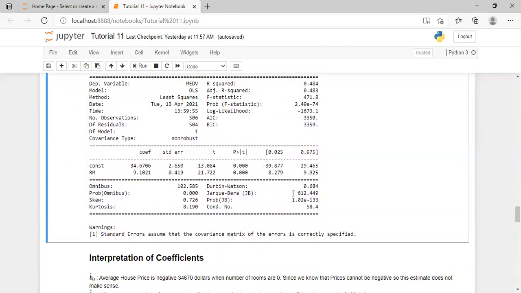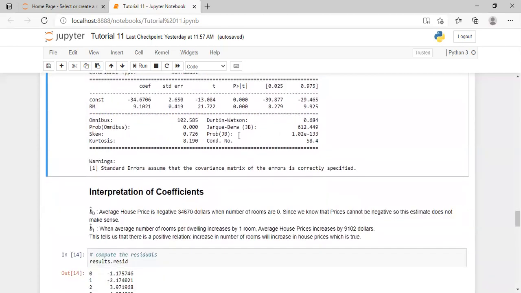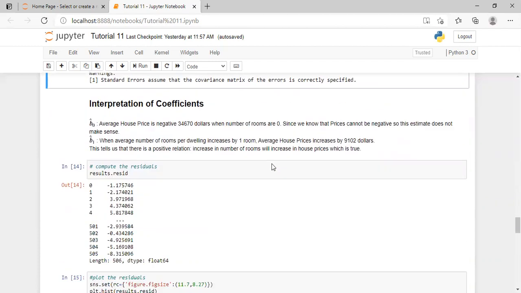Just to go through the JB test, it tells us about normality, whether our errors are normally distributed or not. A high JB value indicates that our errors are not normally distributed, and this gives the probability. So a low JB value tells us that yes, the error normality assumption is satisfied.